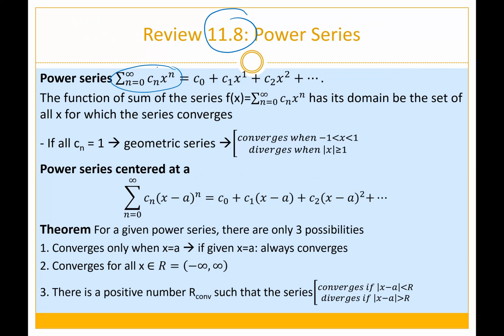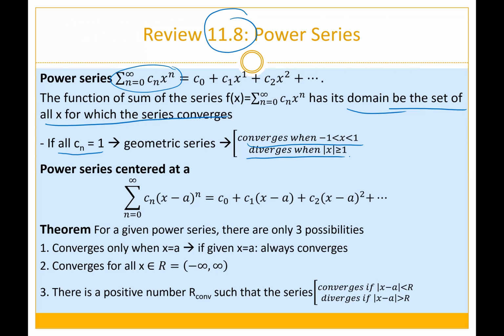The power series also has a domain, which is the set of all values of x for which the series converges, basically the interval where the series converges. And if all of the coefficients Cn are equal to 1, then you're going to end up with a geometric series. This one converges when x is between -1 and 1, and diverges when the absolute value of x is bigger than or equal to 1.